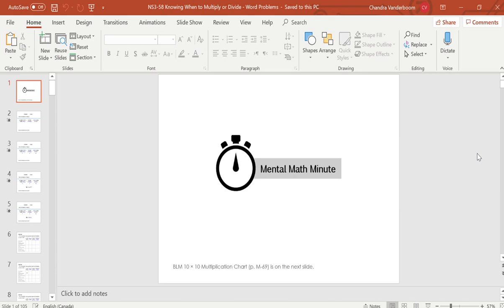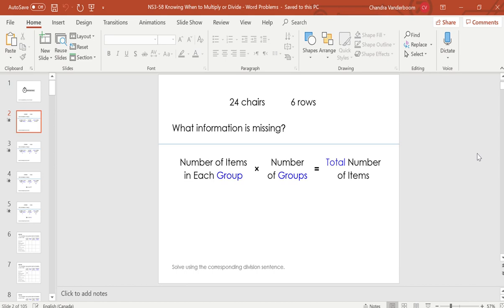So let's take a look at what we have here. We are given the information 24 chairs and 6 rows. So this is just sort of a review of what we did last week. What information is missing? We need to know the number of items in each group and the number of groups to find out the total number of items. What information do we have? We know our total number of items and we know the number of groups. We don't know yet the number of items in each group.